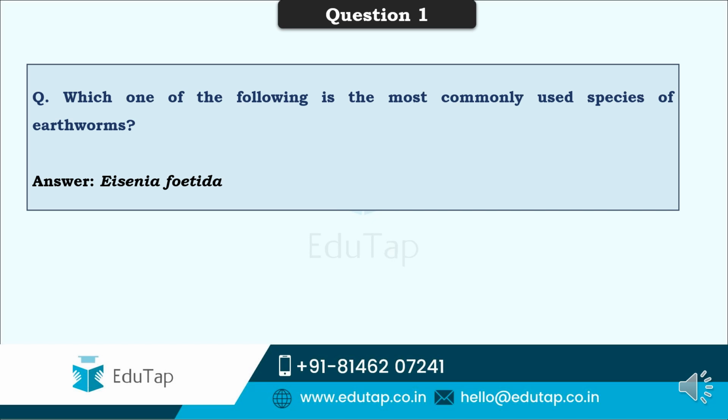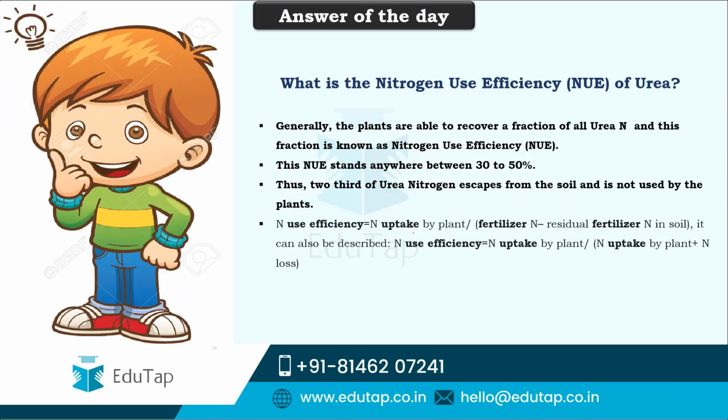So friends, this was the question that was asked in one of the previous year's exams, and the question says, which one of the following is the most commonly used species of earthworms in vermicomposting? And the correct answer was Eisenia foetida. It is the most commonly used species, but the most preferred one is the African earthworm.